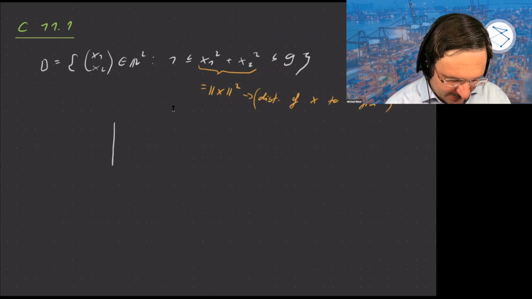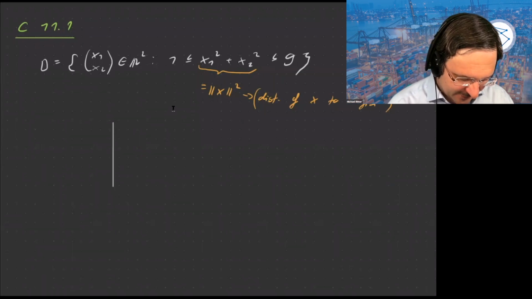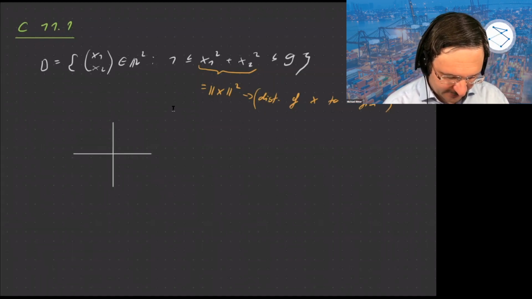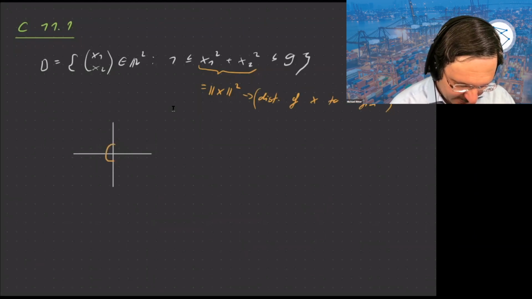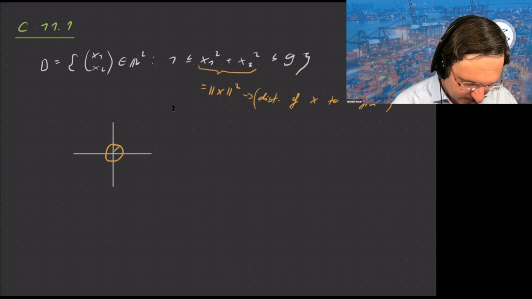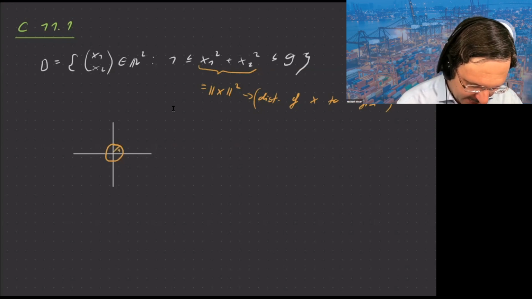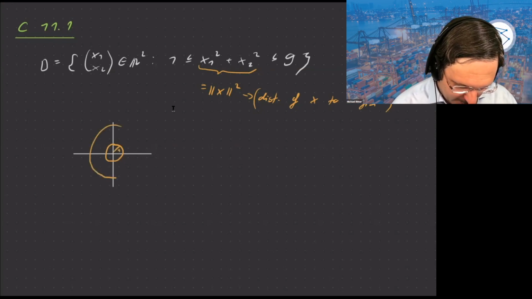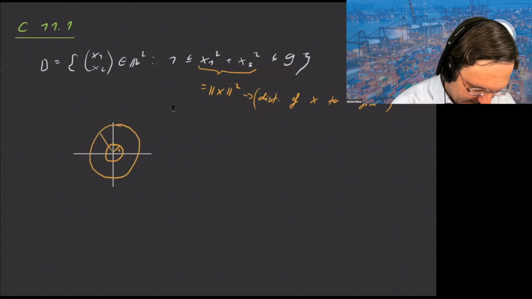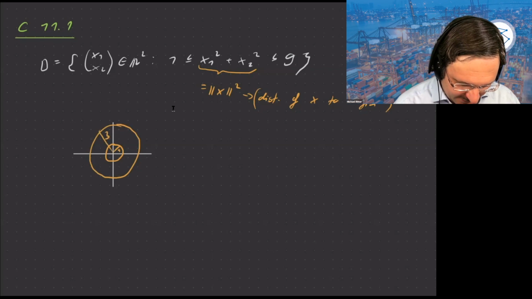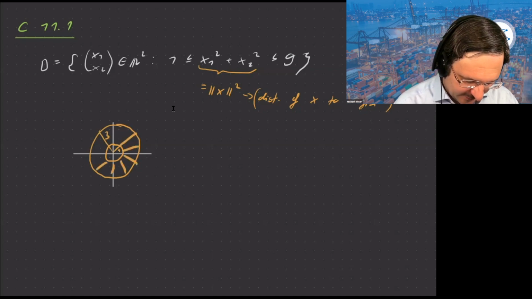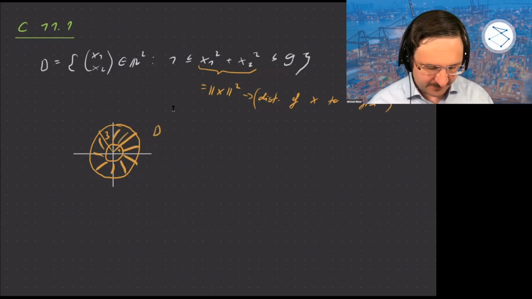Geometrically, that means we have a set that looks like a ring. So we have an inner circle with a radius of 1. And an outer circle with a radius of 3. And that set D is the set of all points that are in that ring here. Right, so that's D.